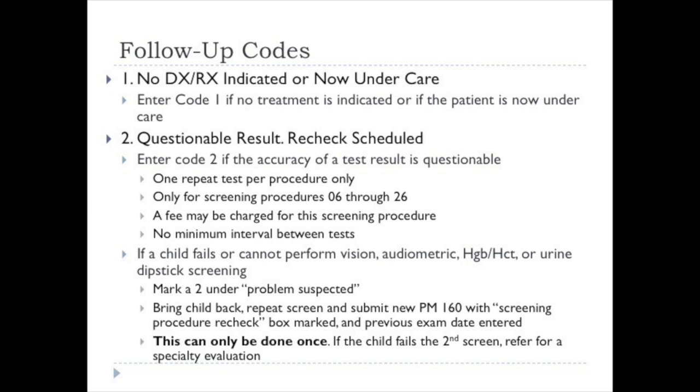If a child fails or cannot perform the vision, audiometric, hemoglobin or hematocrit, or urine dipstick screening, use follow-up code 2 on the first PM160 and schedule a revisit. When you are completing the second PM160 during the recheck, make sure to mark the screening procedure recheck box and include the original CHDP exam date. As stated, if the child fails the second screening, refer them for a specialty evaluation.